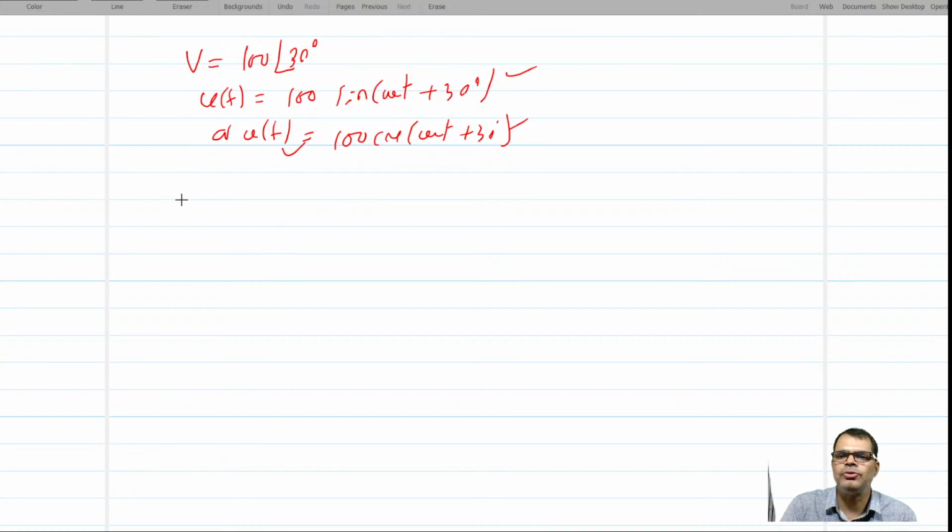I will do it with respect to sine. Okay, let's say the reference is V(t), which is equal to Vm sin omega t.